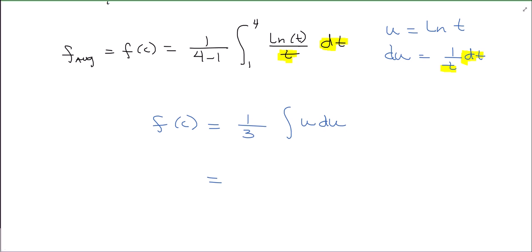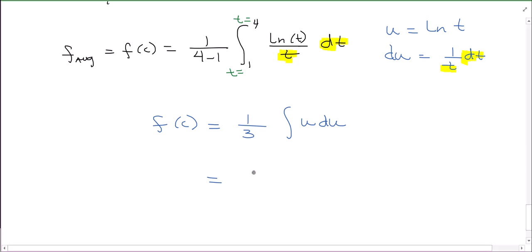The thing that I want to make sure you understand is that my variable is t here, so these are t values. t equals 1, t equals 4. So I don't want to put 1 and 4 here, because these are t values, and now I have u's. So we can't do that. So I'm just going to leave them blank. So don't make that mistake.